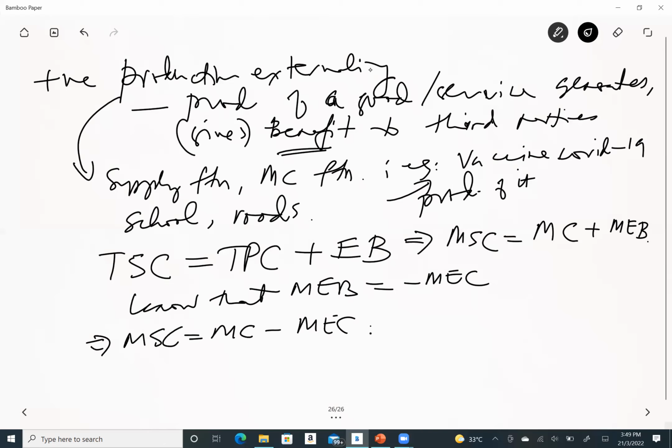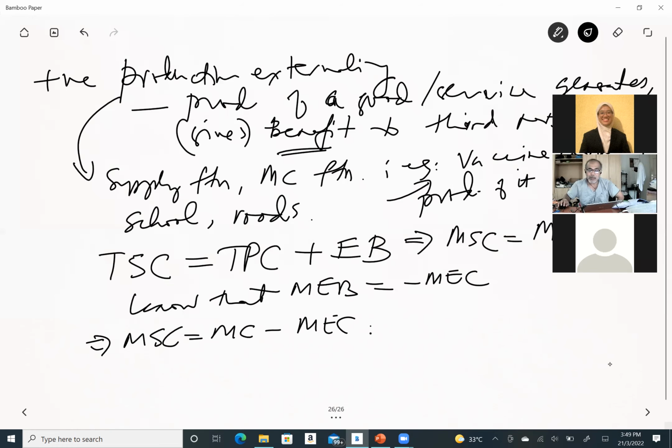Now I want you to draw a graph. Just sketch the graph. You draw the demand function and the marginal cost. The effect is on the marginal cost. The marginal benefit or demand function doesn't change. So how do you relate the marginal social cost and the marginal private cost? Is it above or below? Do it now. I want you to just sketch the graph.